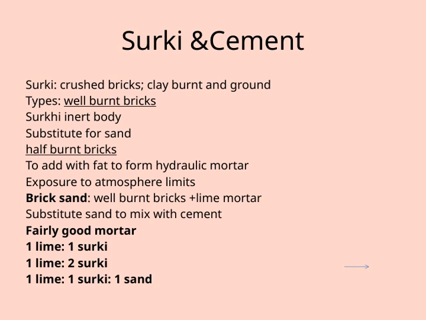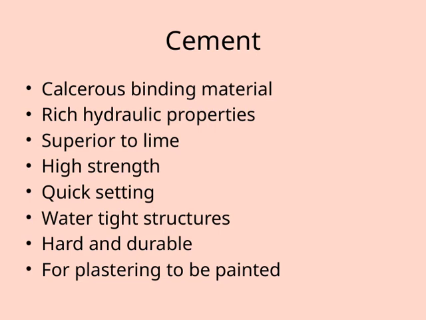As for proportions, a common mix is 1 lime to 1 cirque, or 1 lime to 2 cirque. For a more balanced mix, you can go with 1 lime, 1 cirque, and 1 sand. Understanding these materials and their proportions helps us improve the durability and strength of our construction, aligning with the overall goal of building better, more sustainable structures. Cement is a calcareous binding material that plays a crucial role in construction.